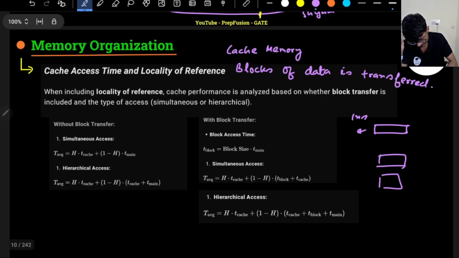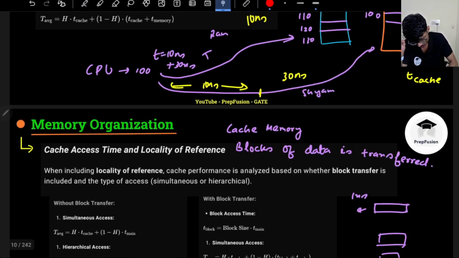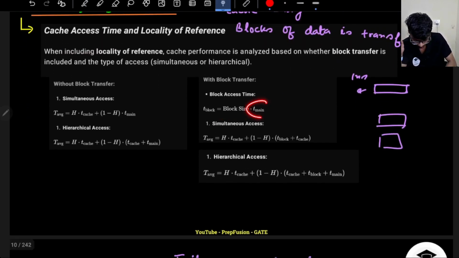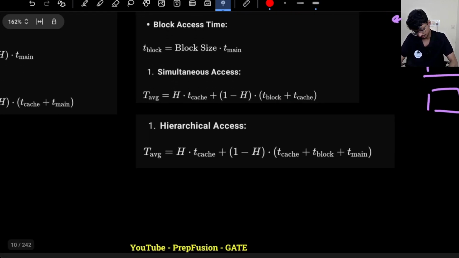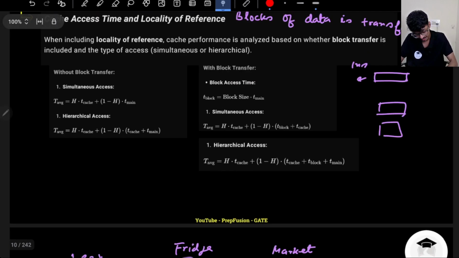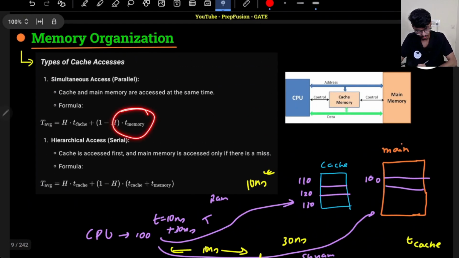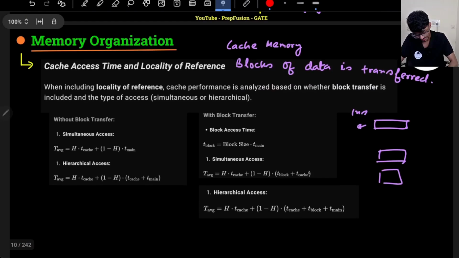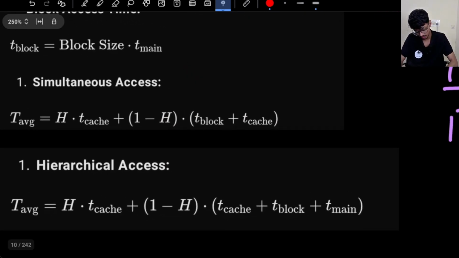So it is t block plus t cache. T block is the time required to transfer a block of data from the main memory to the cache memory, plus t cache. Why t cache? Once I have transferred the block to the cache memory, it takes time to transfer whatever data I required from the cache memory to my CPU. Previously, if you see, there was only t memory here. Now t memory has changed. Why has t memory changed? Because it is equal to t cache plus t block.